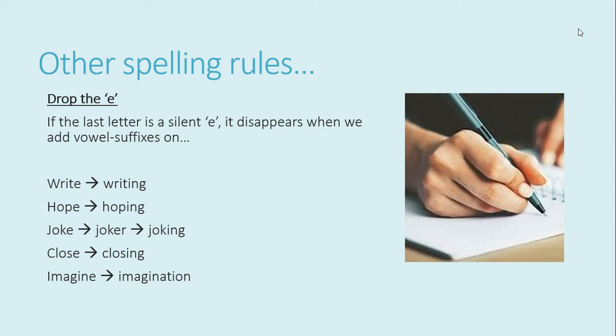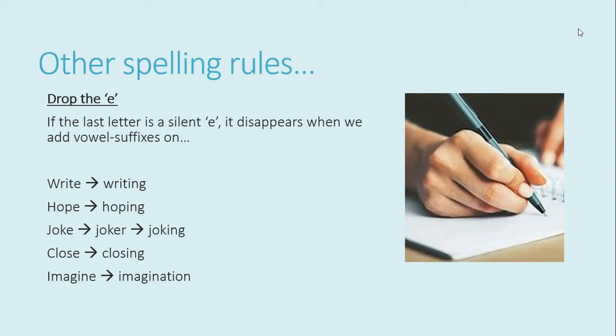Sometimes we might need to drop the E on a word at the end if we are adapting the word. So for instance, if I want to add the suffix ing to turn it into a present tense verb, so something that is happening right now, well, if that word has a silent E on the end, and what we mean by that is that we can't hear the E sound when we say it out loud, then what we need to do is drop the E, get rid of it, before we add the ing.